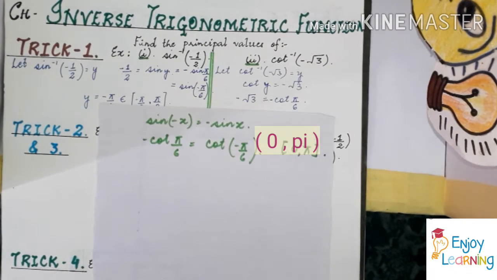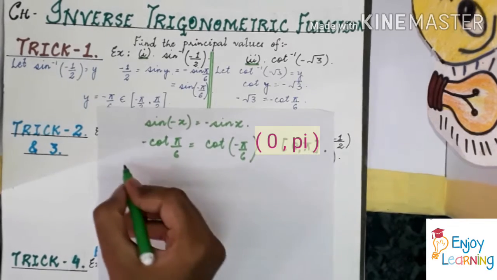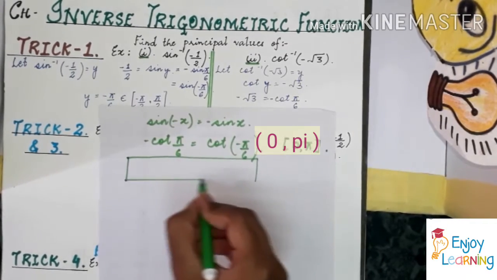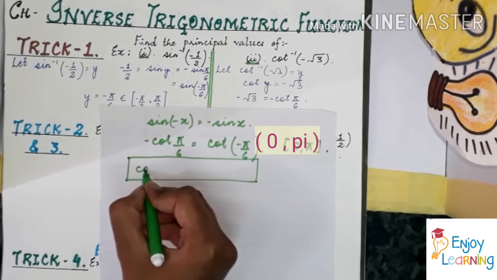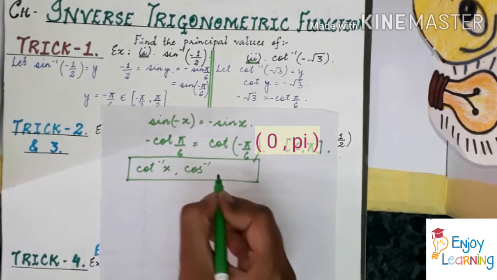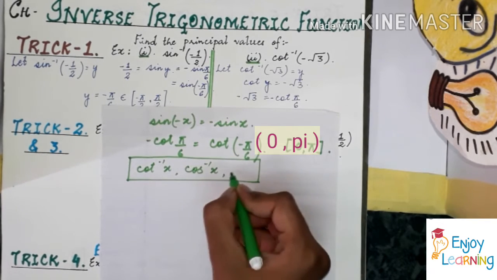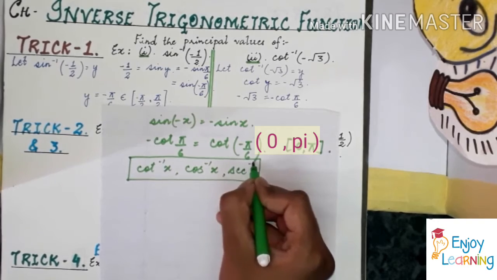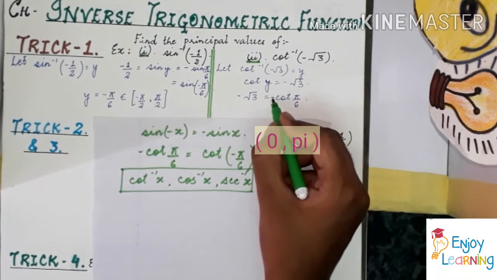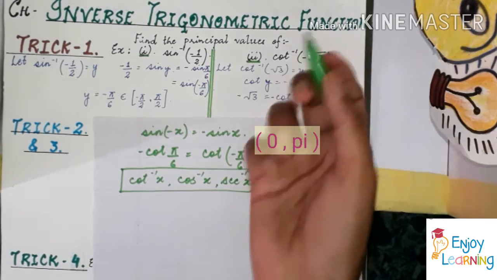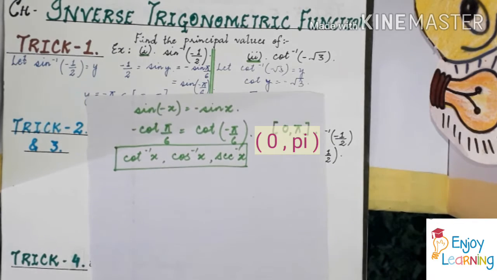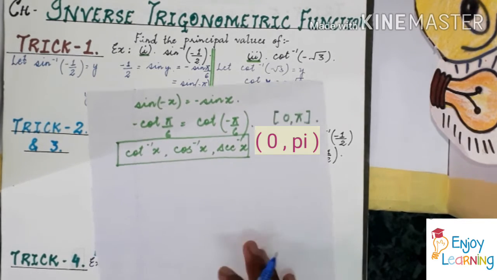So in such questions, for the cot inverse function, cos inverse function and sec inverse function, wherever you get a negative value and you have to remove this negative sign in order to get the value of y, that means in order to find the principal value, you have to use the graph system. Graph system I have also told in the previous lecture.